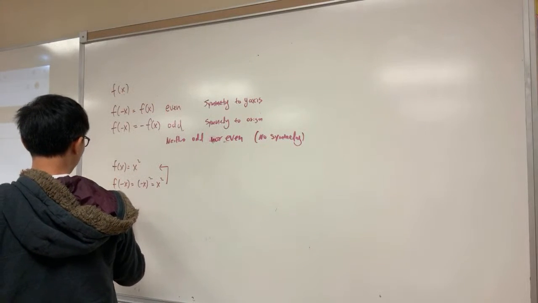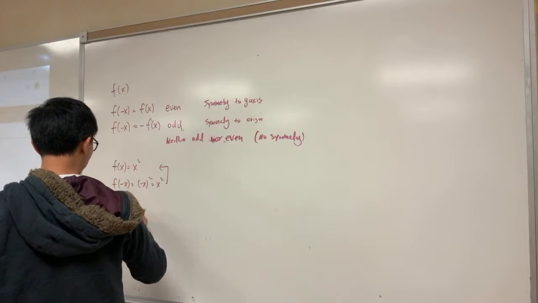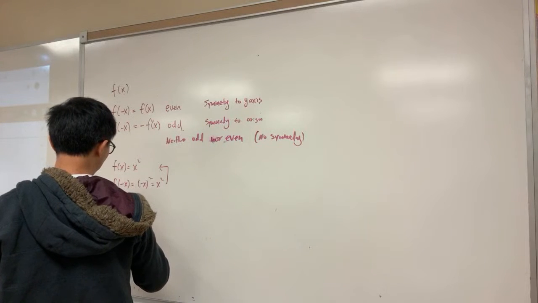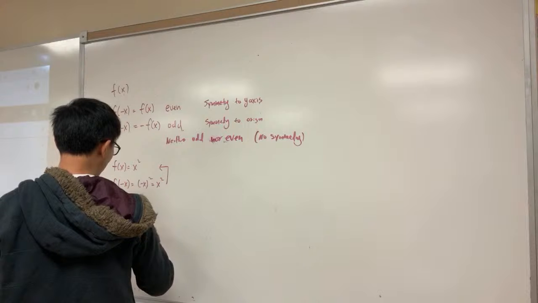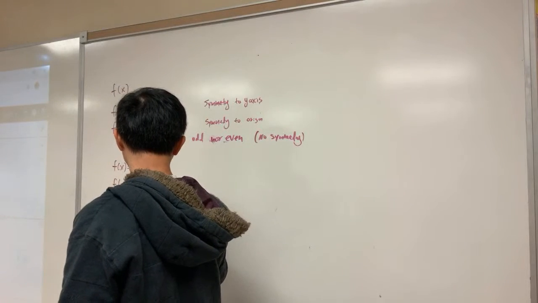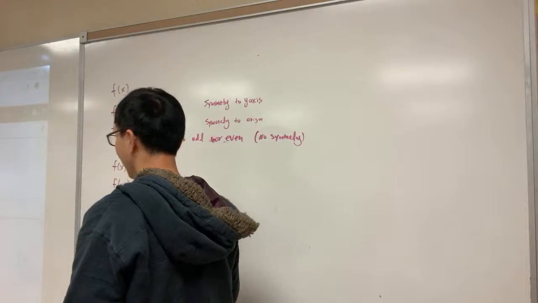So if I plug in negative x, let's just say if I have f of x is 1 over x. If I plug in negative x in there, what do we get? 1 over negative x. That's equal to negative 1 over x. So it's odd, that's equal to negative f of x.